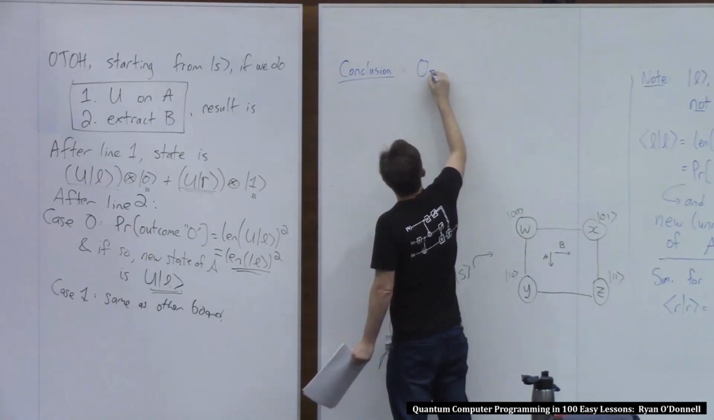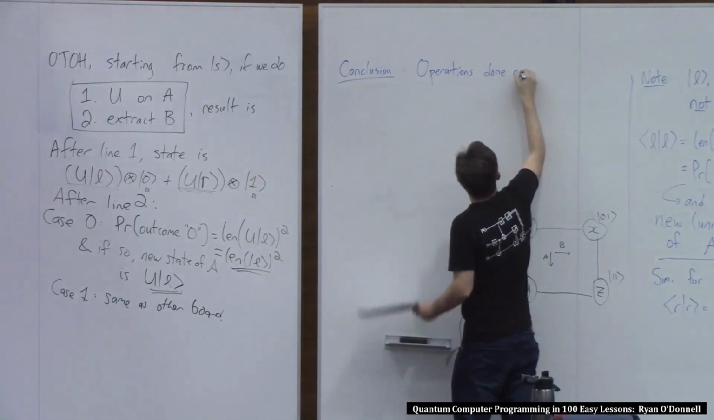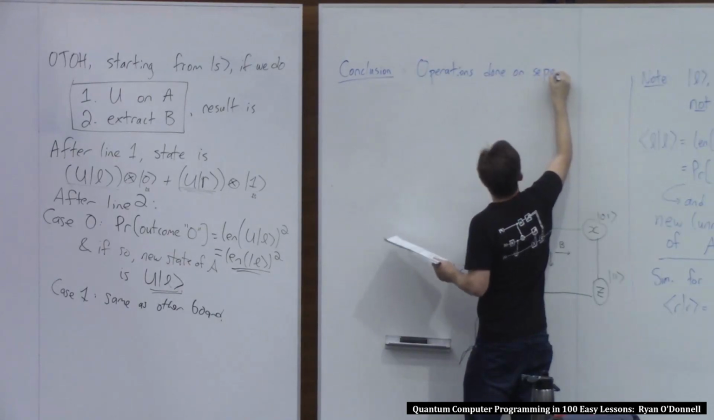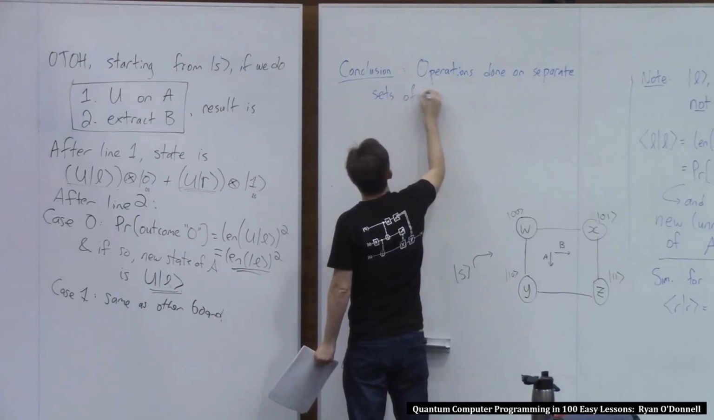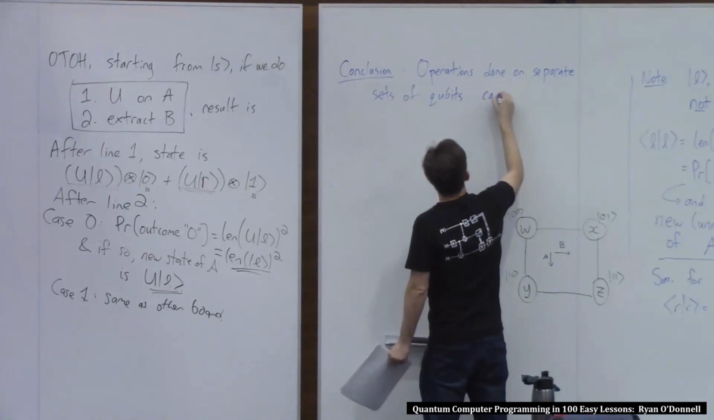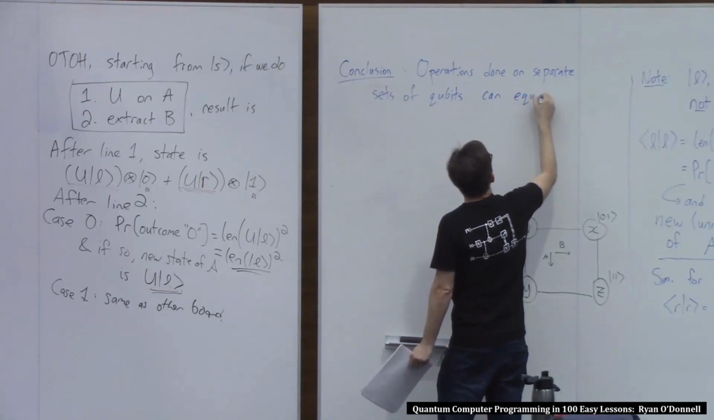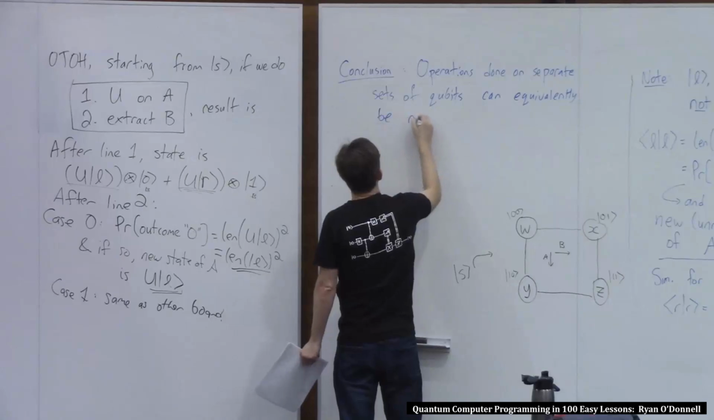Which is that operations done on separate sets of qubits can be done in either order, and it's equivalent. So they can equivalently be reordered.